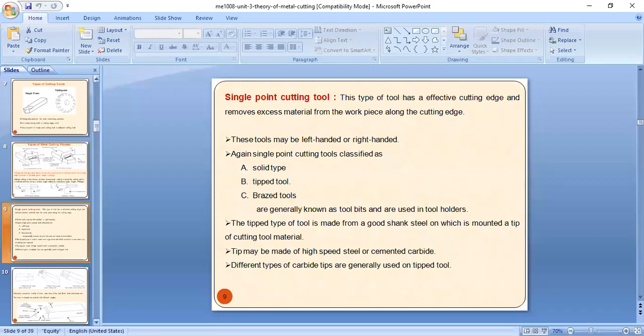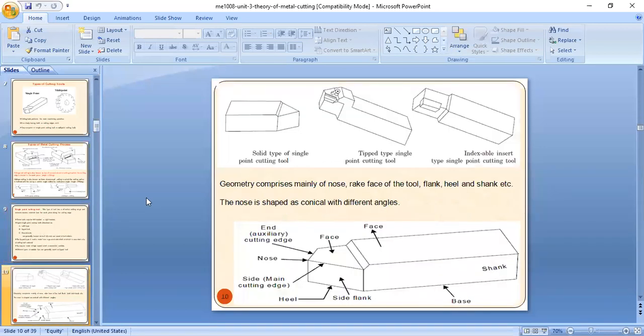So we'll go to the next slide, where we can see the solid type of single point cutting tool, the left hand side diagram. This is mostly the single point cutting tool we normally see in the machine shop. In industries, we mostly see the tip type of single point cutting tool, where the cemented carbide tip is attached with the help of a grub screw.